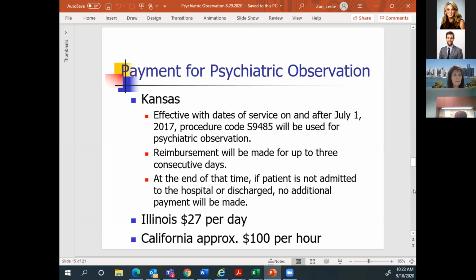So when we look at payment, it's interesting that state by state, it's variable. Kansas started the payment for psychiatric observation, and they actually will pay up to 3 days. So some places do not do 24 hours of psych obs, they do up to 72 hours of psych obs, and New York is a typical example of that. In Illinois, where I'm located, there was a time when they were paying $27 a day for psych obs. They have since changed that, and I think it's back up to about $800 per day. And California is about $100 per hour, and this is really based on Medicaid payment rates.